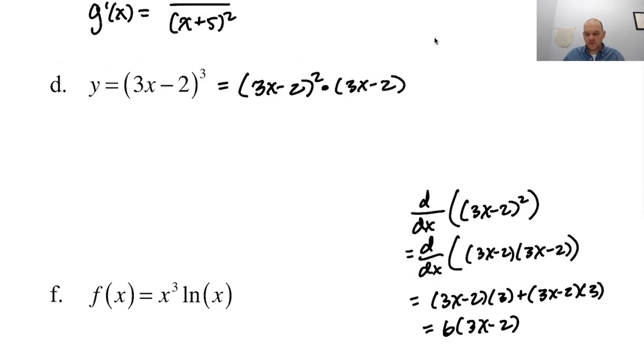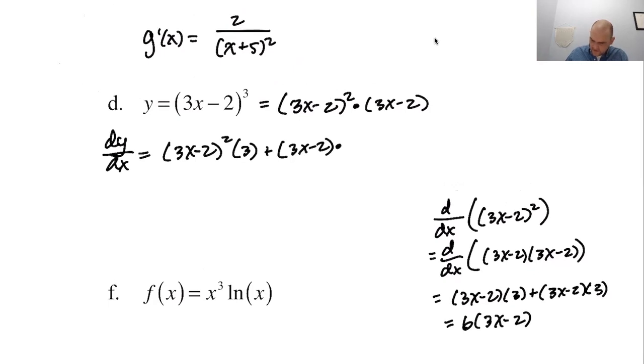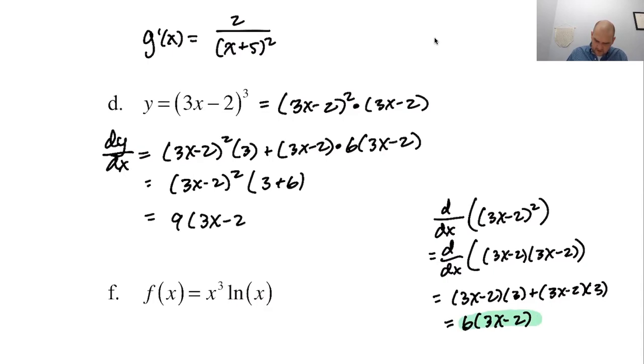Okay, so that's a little bit of side work there because we're going to need that when we do this. So I'm going to say dy dx equals first, 3x minus 2 squared times derivative of the second, which is just 3, plus second, 3x minus 2, times derivative of the first, which we already found down here, is 6 times 3x minus 2. Okay, so what can we take out? You can take out 3x minus 2 squared and you're left with 3 plus 6. So our final answer here is 9 times 3x minus 2 squared.